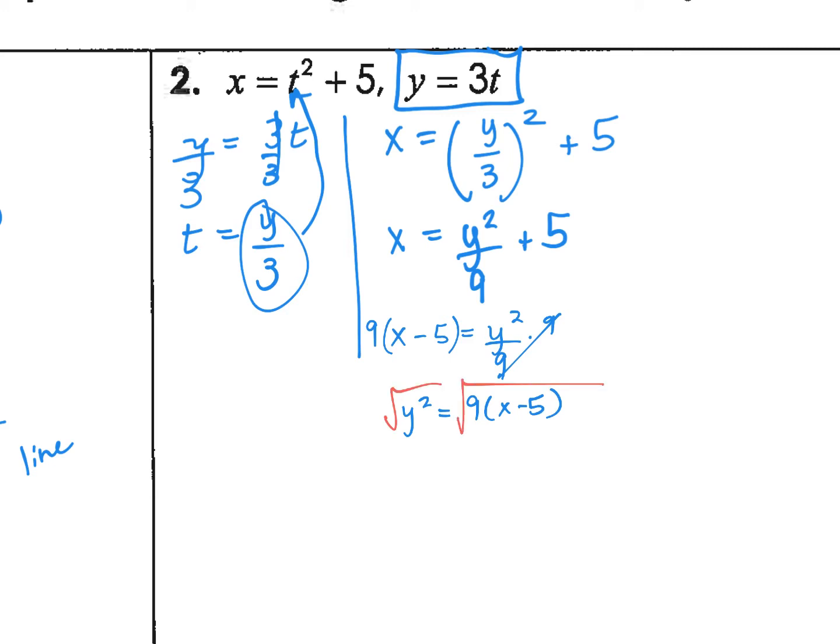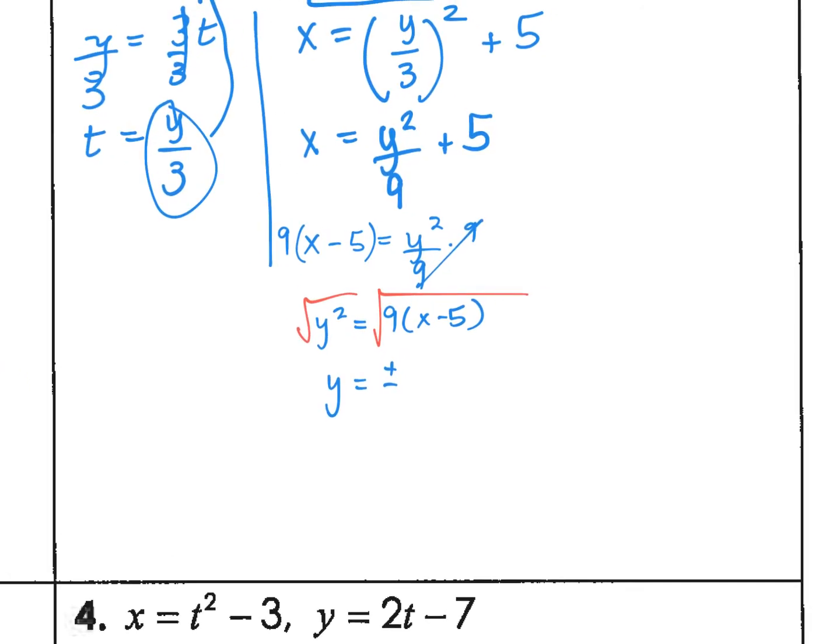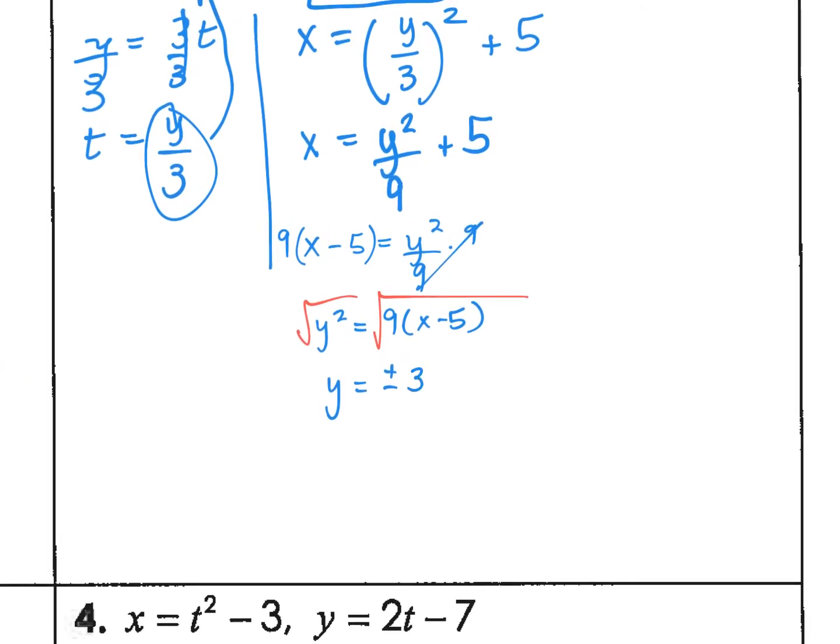And what are you going to forget to do? What's going to be the problem here? You took the square root. You got to do plus or minus, don't you? So plus or minus 3 times the square root of x minus 5. I didn't leave the 9 underneath the root because you can actually take the square root of 9. Now, it says note any restrictions in the domain.